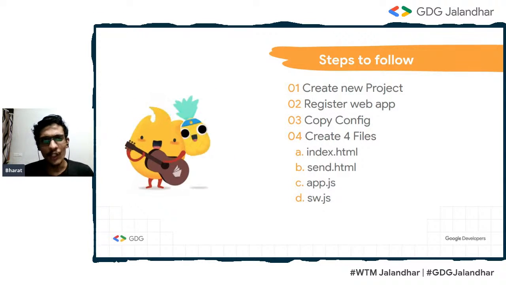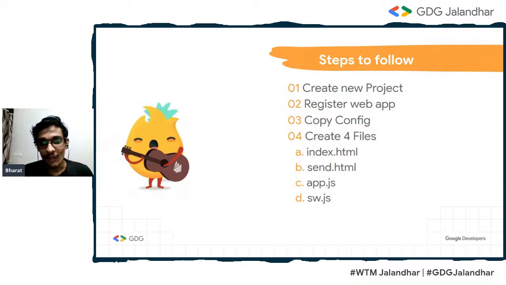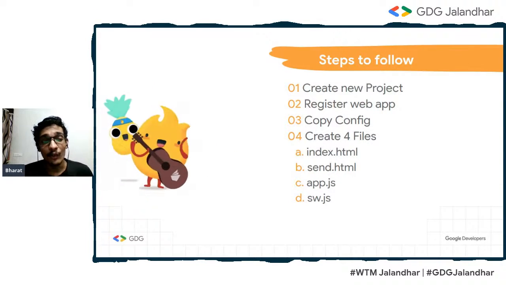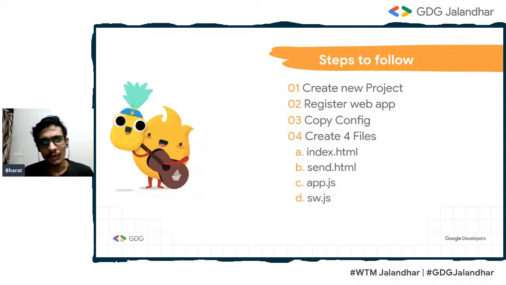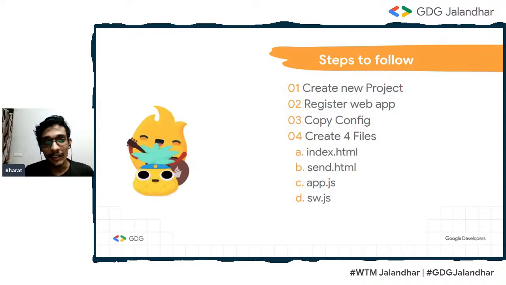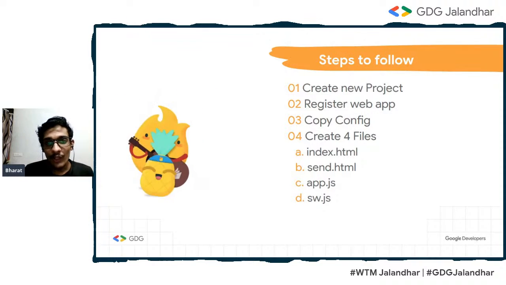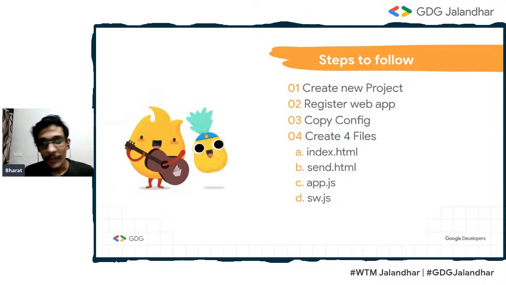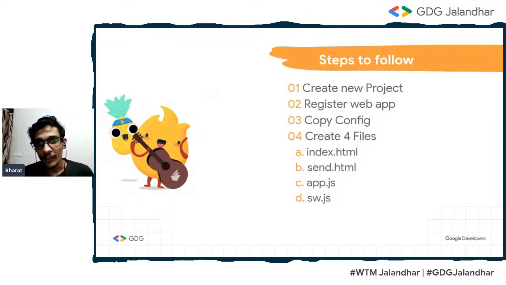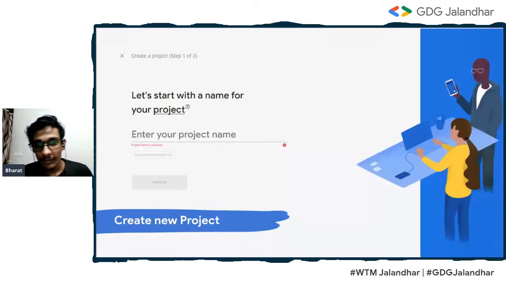First step, you need to create a project. Second, register a web application. Third, copy the config. And fourth, you have to create some files like index.html. It depends on your application, but this is for demo purposes. I've created these files, so don't worry about these steps. I will dive into each and every step more deeply. So let's start with creating a new project. How will you create a new project?